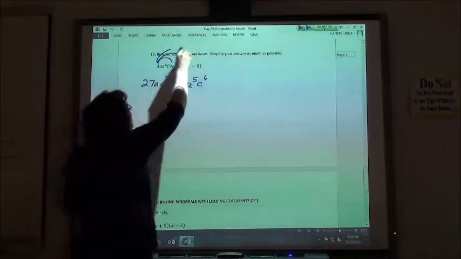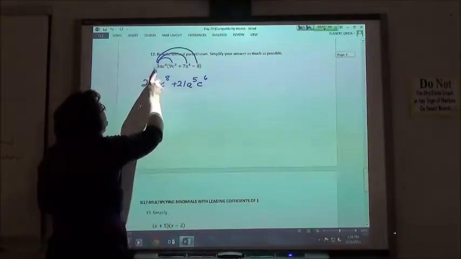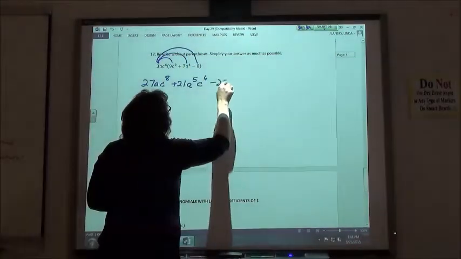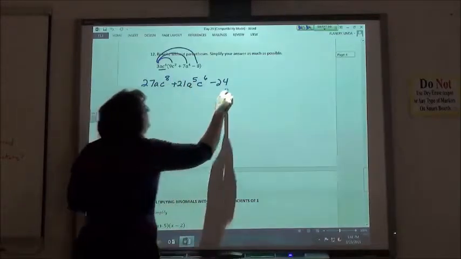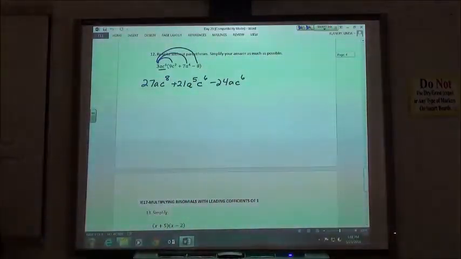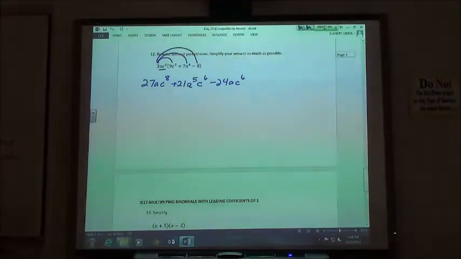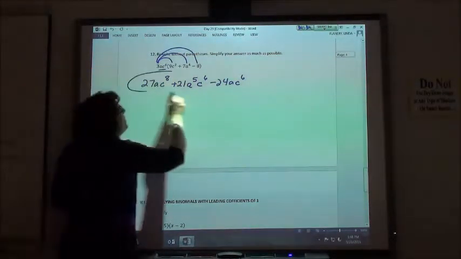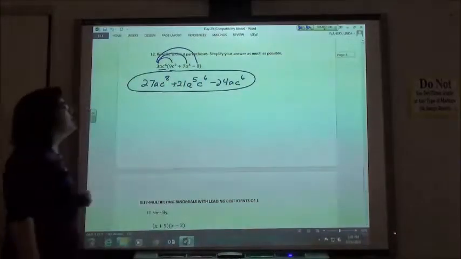And then 3ac to the 6th times negative 8. 3 times negative 8 would be minus 24, but I still have the ac to the 6th. So 27ac to the 8th plus 21a to the 5th, c to the 6th, minus 24ac to the 6th.